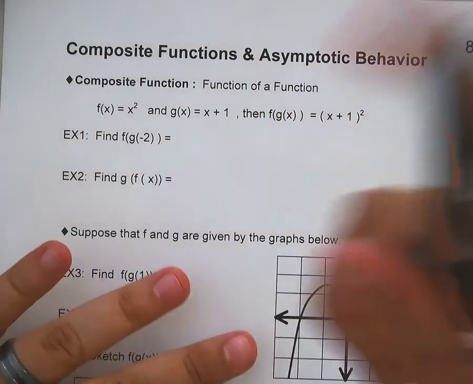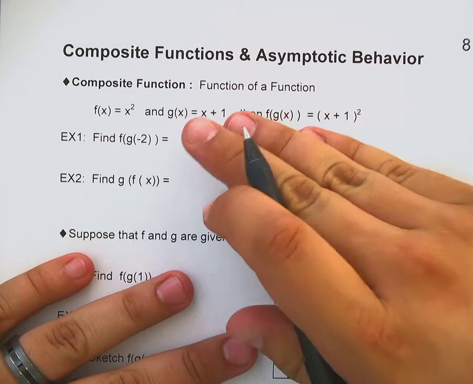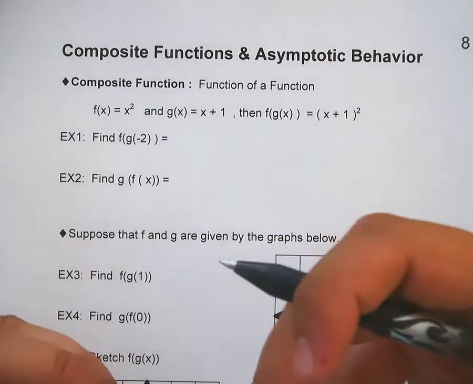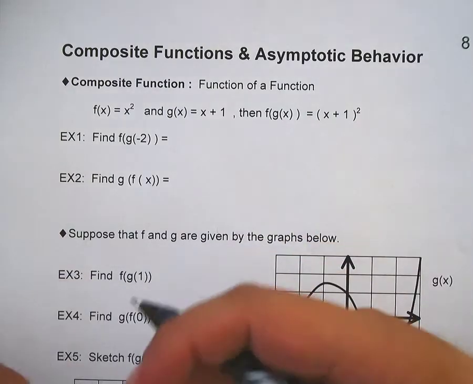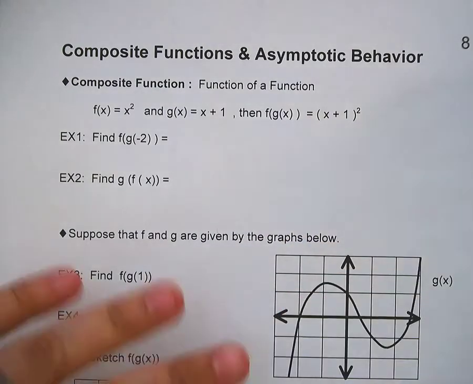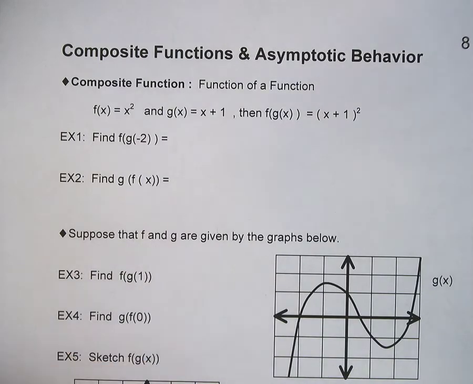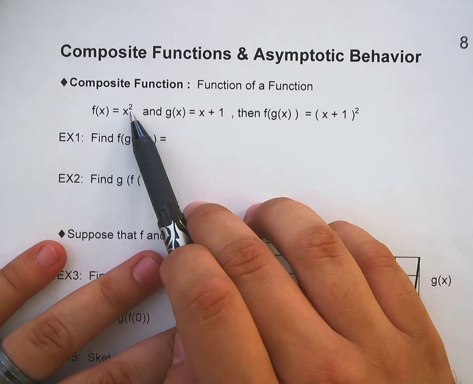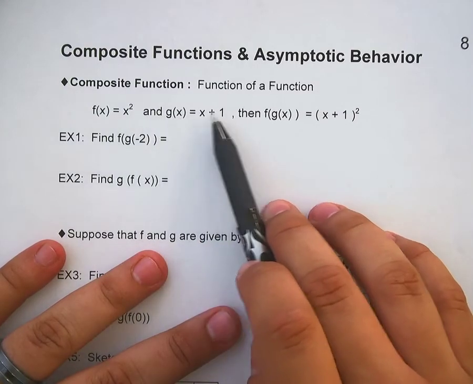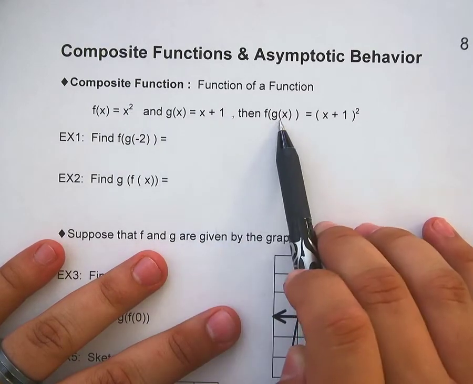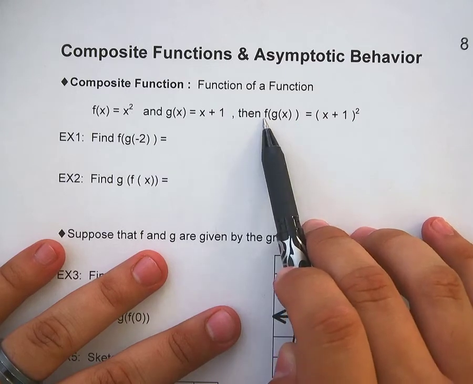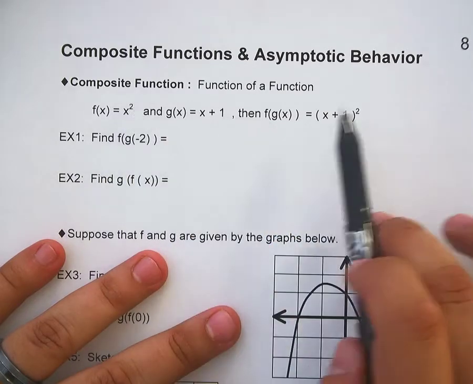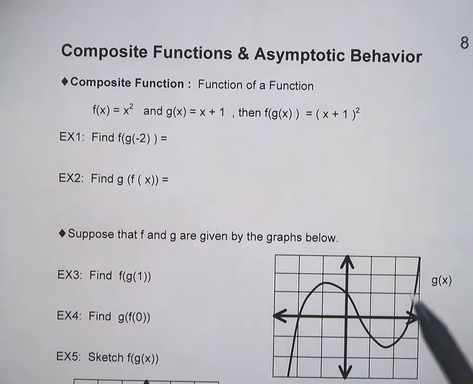So a composite function, very simply, is a function of a function. Kind of like when we put g of x inside of f of x. This isn't new, so we've seen all this before. Very quickly, f of x is x squared. g of x is x plus 1. So if you put g of x inside of f, you plug in x plus 1 into x. You get x plus 1 squared.